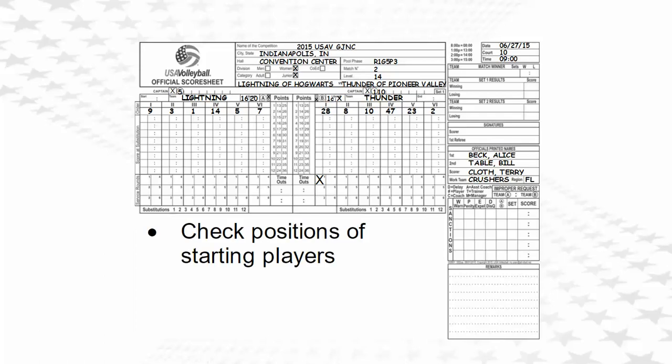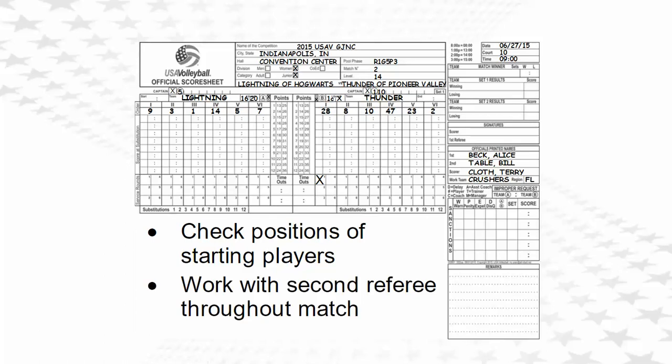While the second referee is checking the team lineups on the court, you should use the score sheet to check the team lineups and the libero number for both teams. If you see a player on the court you think might be in the wrong position, bring it to the attention of the second referee right away. Work closely with the second referee during the entire match. If you have any issues at all, don't hesitate to let the second referee know you need some assistance.